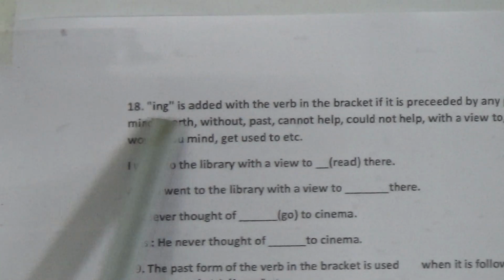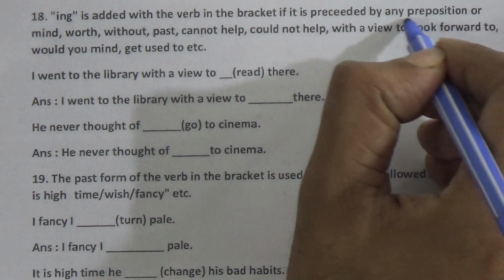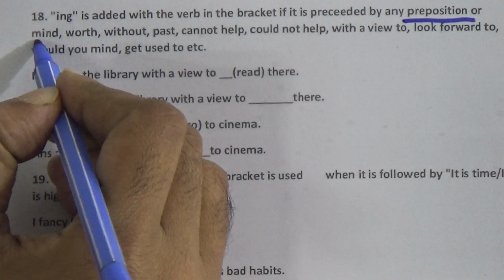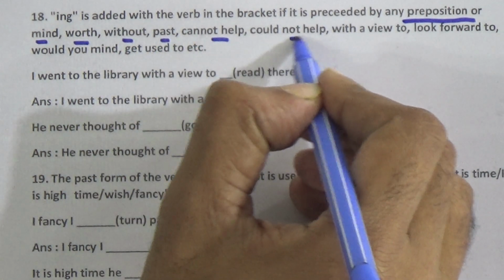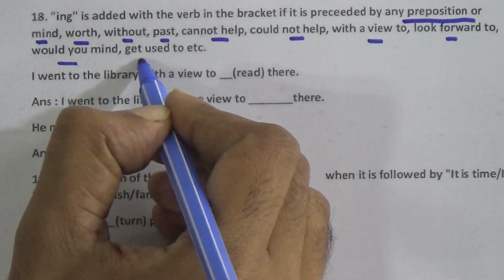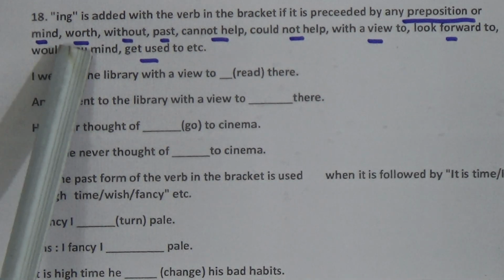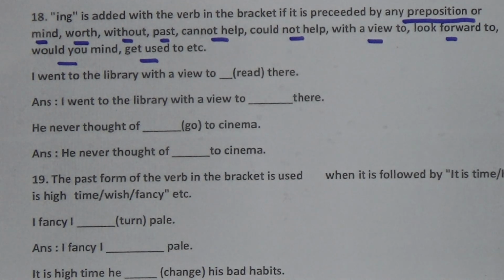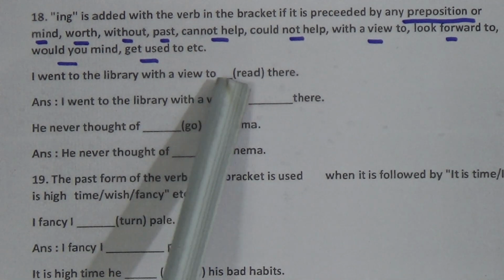Now rule number 18. ing is added with the verb in the bracket if it is preceded by any preposition. Look here at the point. Preposition or mind, ought, without, past, cannot help, could not help, with a view to, look forward to, would you mind, get used to, etc. So if you find a preposition or all these words and phrases in a sentence, you will use ing form of the main verb. I went to the library with a view to read there.